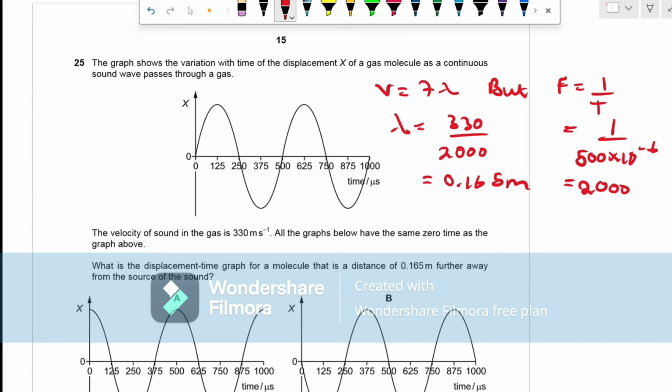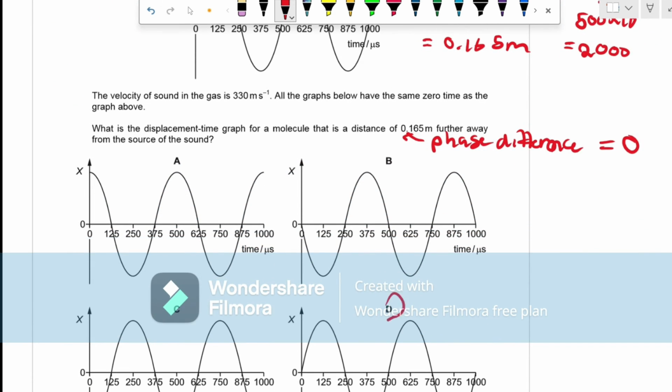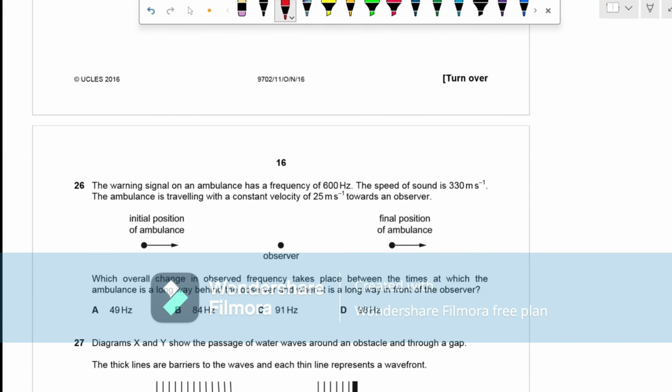So if a molecule is a distance 0.165 meters away, it basically means that the phase difference is 0, right? The molecule that is a wavelength further away and the molecule that is not, they're going to have a phase difference of 0. What this basically tells me is that if one particle is moving up, the other is also going to move up. So these graphs are going to be identical in all regards because they represent particles which are in phase, experiencing the same displacement at the same time. So the answer is going to be D. Very important. Move on to question 26.